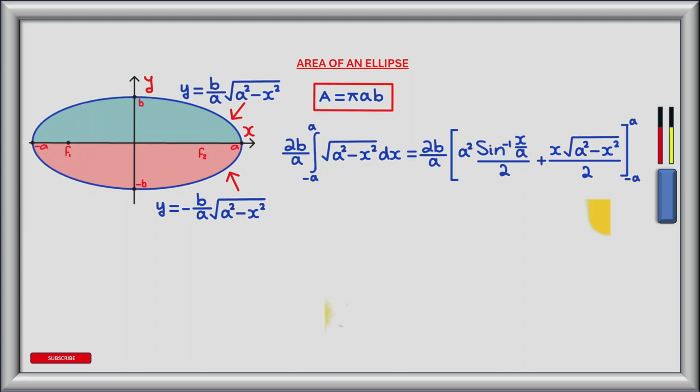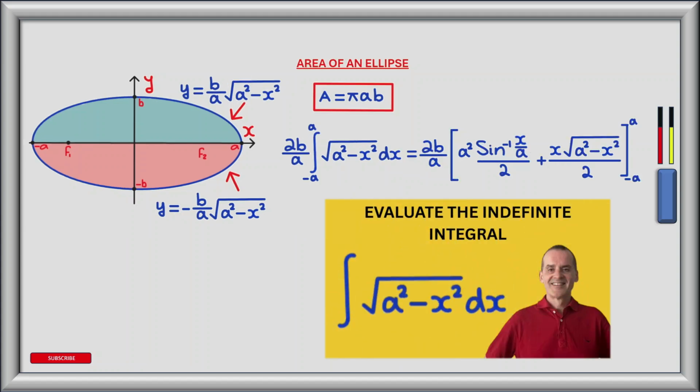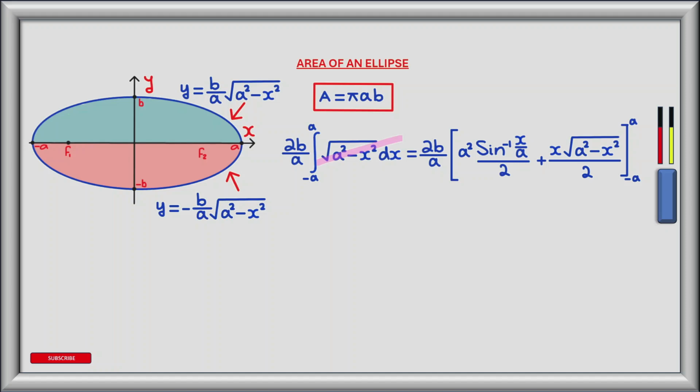If you've been watching my other videos, namely this one, which I'll drop a link to in the description, you'll see that this integral here evaluates to 2b divided by a multiplied into the bracket of a squared sine to the minus 1 of x over a all divided by 2 plus x multiplied by the square root of a squared minus x squared divided by 2.